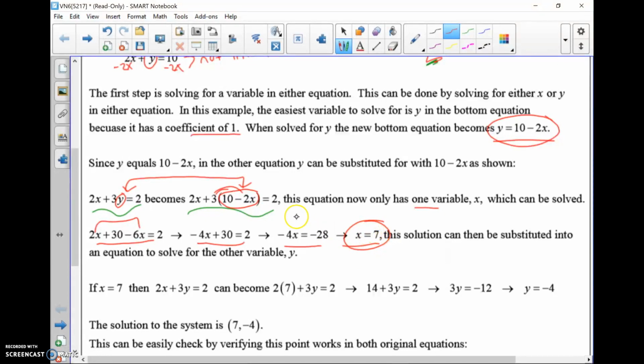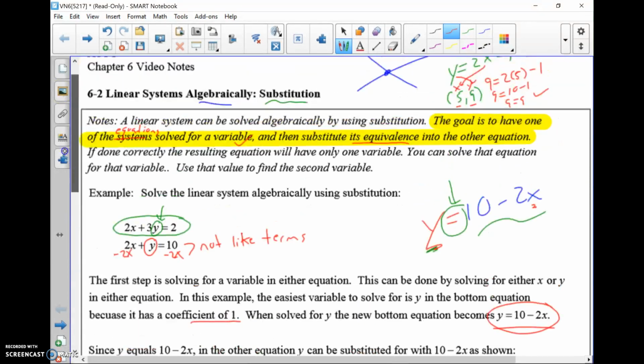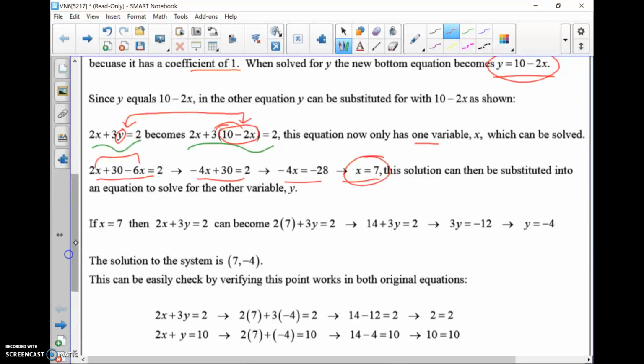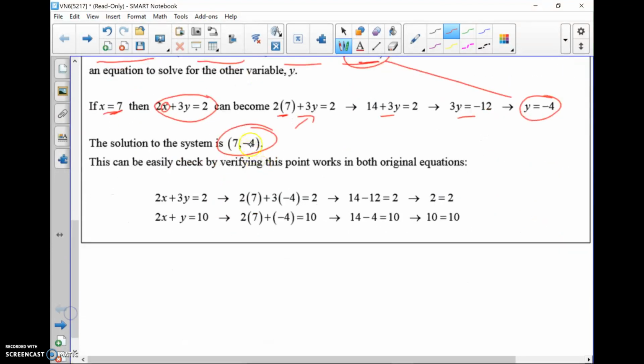Then once you have the one variable, just like we were doing this whole time, since x equals 7, now that I know that, I can go back to one of my original equations and replace the x with 7. So instead of 2x, it's 2 times 7. And now I only have y's. Solve, I get y equals negative 4. Together they are the coordinate. You can simply test it by plugging in x is 7 and y is negative 4 into both equations, and they both will come out to be true statements.